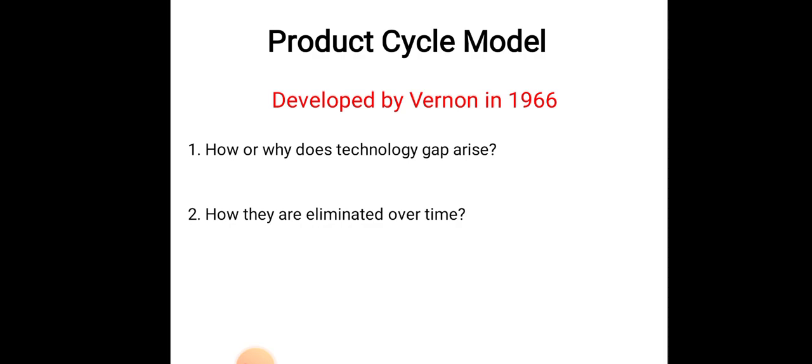But though Posner has beautifully explained how innovation can be a cause of international trade, he did not clearly explain why those technology gaps arise, why it is that some nations, you can call them developed nations, always come up with new products. What is there in developed nations? That is the first question. And the second question is how this technology gap is eliminated, how it disappears over time. Okay. So Vernon in his model has tried to answer these two questions.